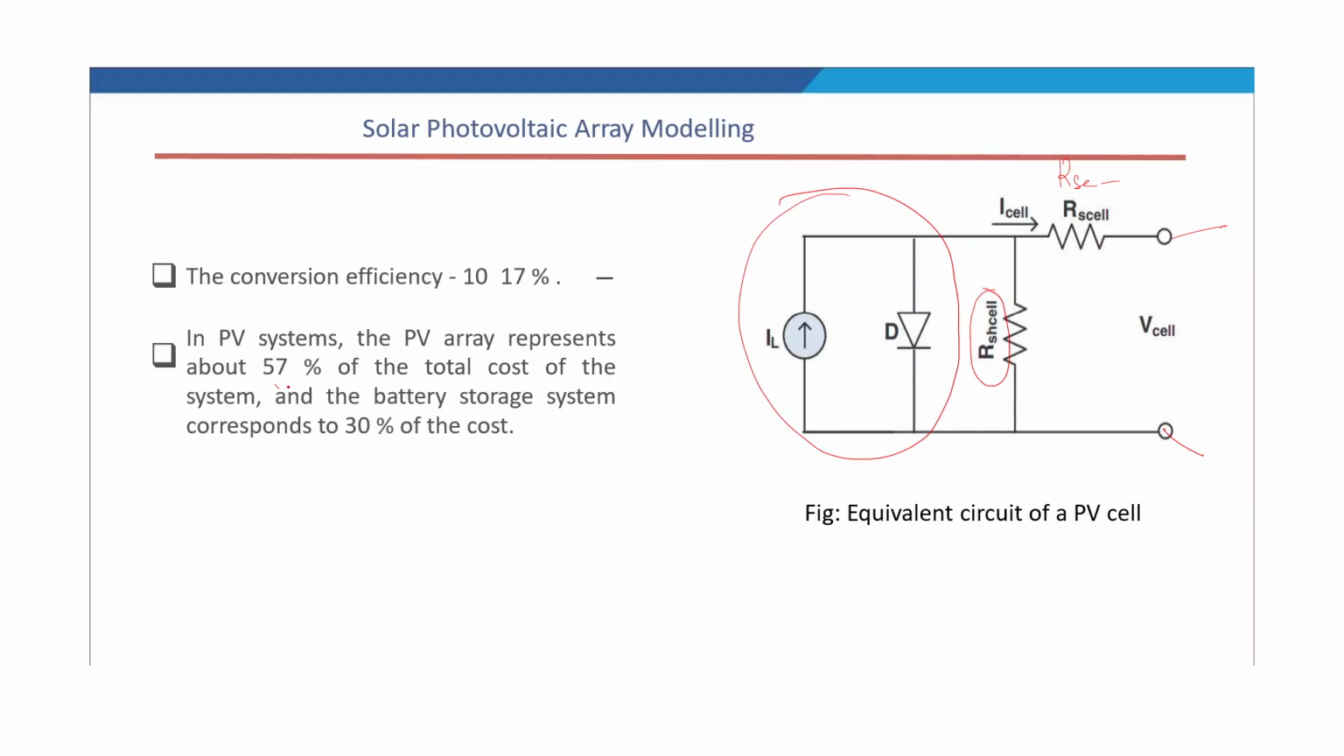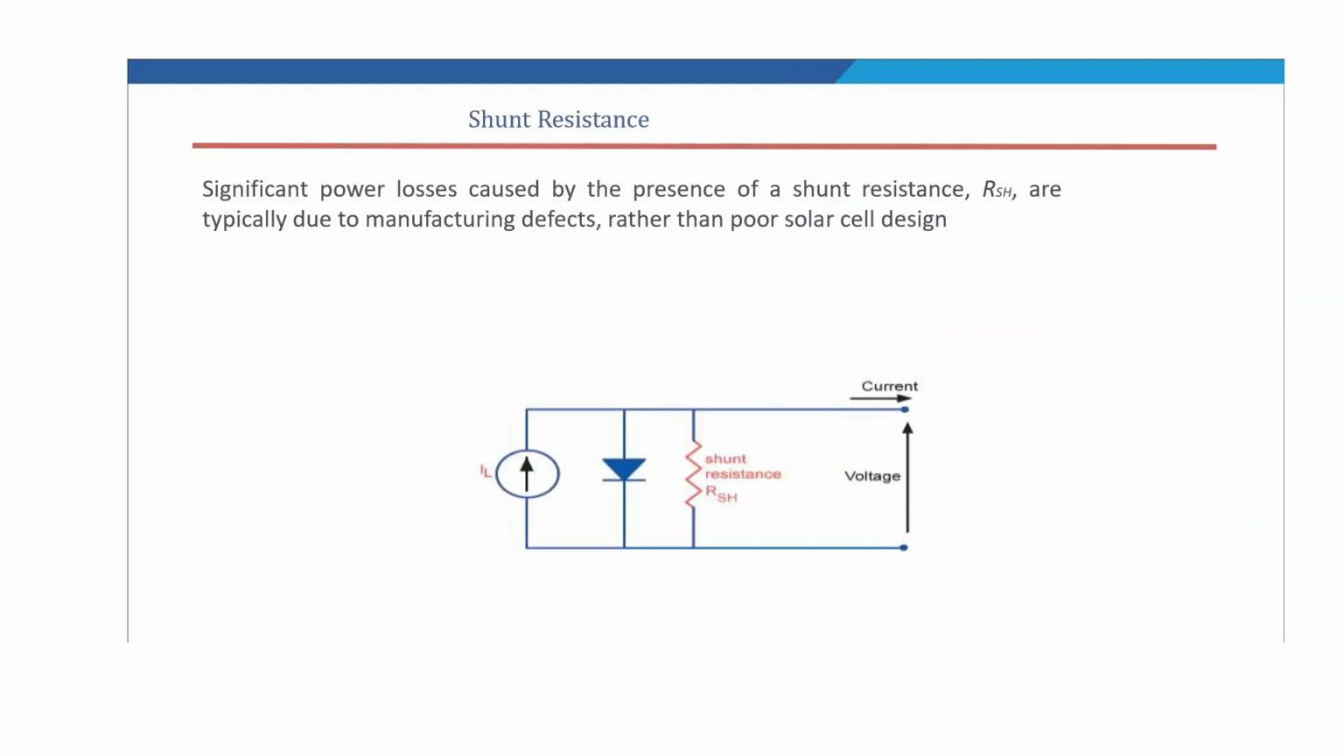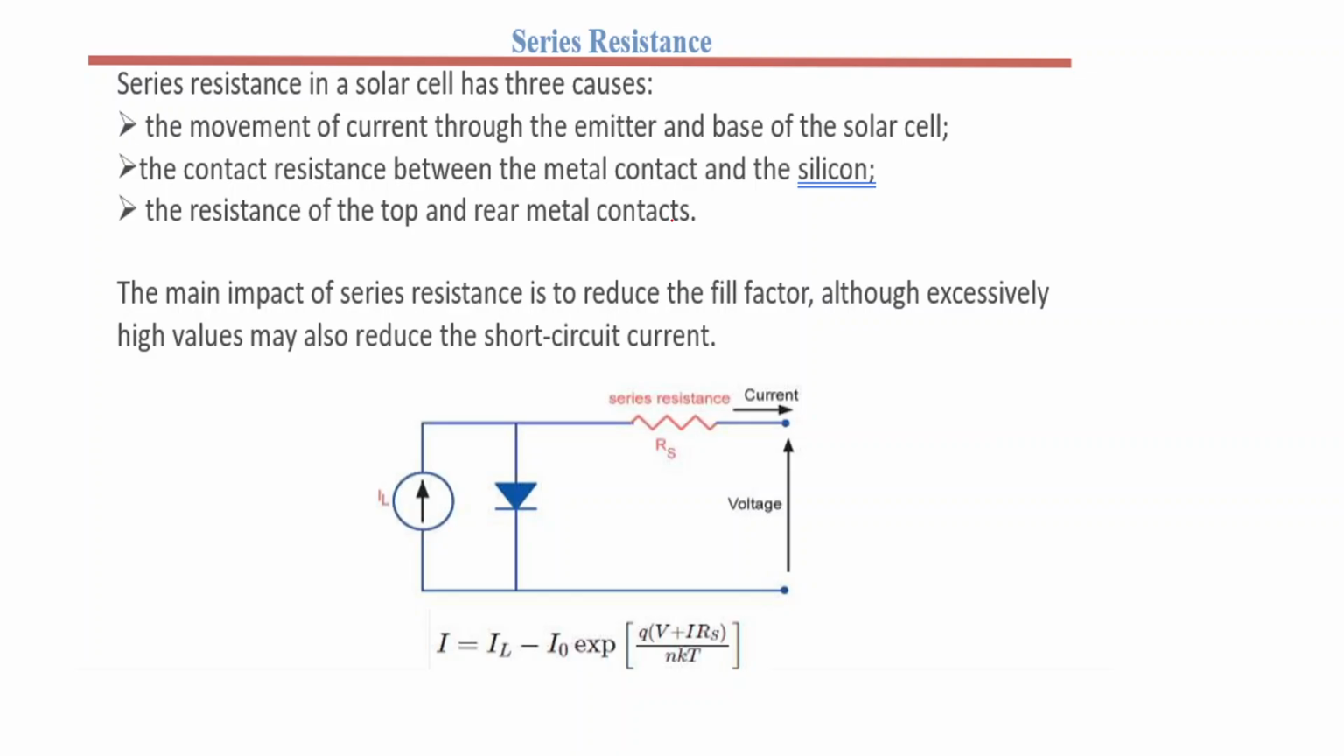PV array costs around 57% of the total cost, and the battery storage system generally costs around 20 to 30%. Now, why do we use the shunt resistance? Because significant power losses are caused by the presence of the shunt resistance due to manufacturing effect, and that's why it is used. Another is the series resistance.